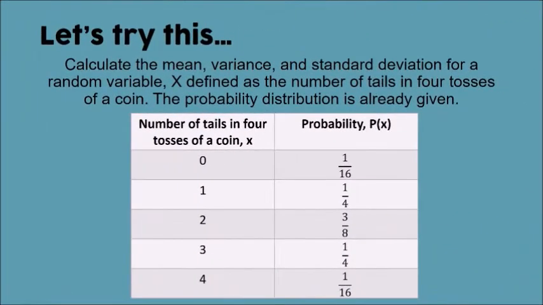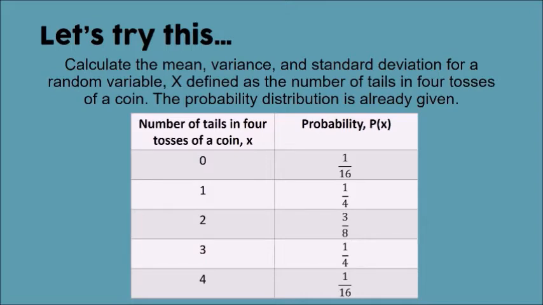Let's practice more. You can pause the video if you want to answer in advance and check your answers from the remaining slides. Make sure to have your calculator beside you. For our first example, an easy one. Calculate the mean, variance, and standard deviation for a random variable x defined as the number of tails in 4 tosses of a coin. The probability distribution is already given.